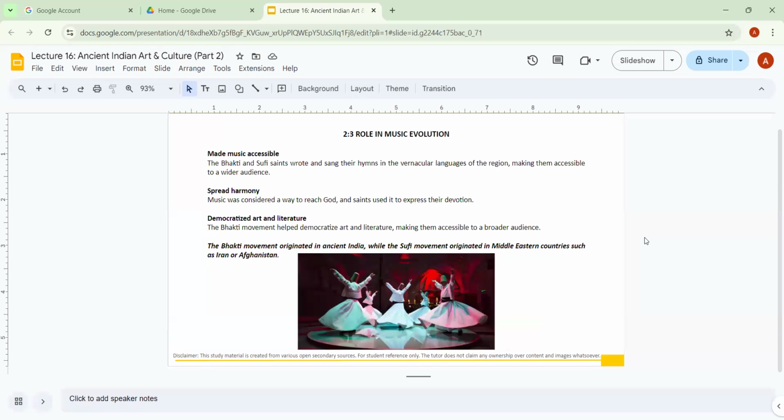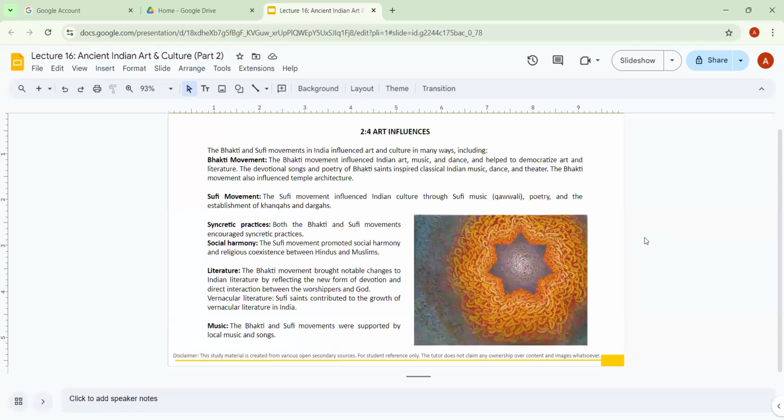In both the movements, the saints wrote and sang their hymns in vernacular languages of the region, making them accessible to a wider audience. The Bhakti movement originated in India, while the Sufi movement originated in Middle Eastern countries such as Iran or Afghanistan.